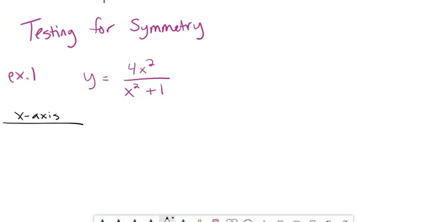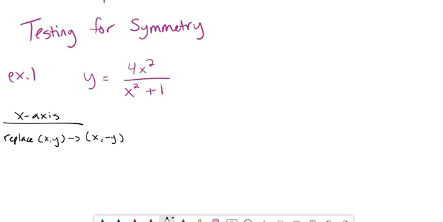So for testing for x-axis symmetry, this is what I want you to jot down. You're going to jot down that we're going to replace x comma y with x comma negative y, or x comma the opposite of y. That's the note you're going to jot down to remind yourself and to tell me that you know how to test for x-axis symmetry. The way you're going to test for it is you're going to replace x comma y with x comma negative y, or x comma opposite of y.